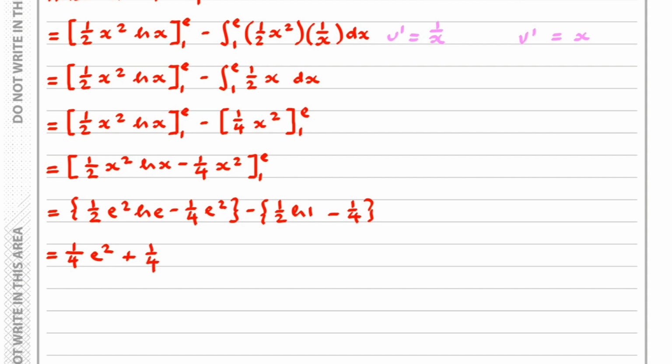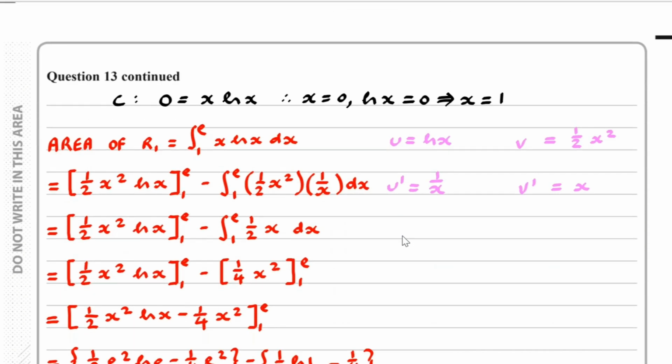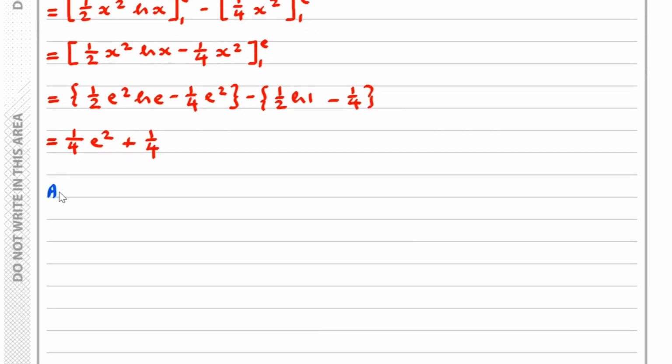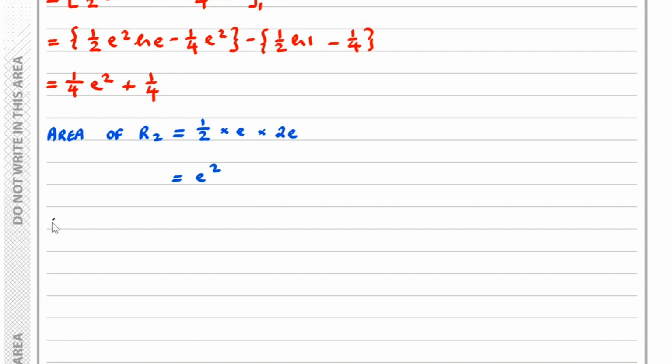Now the area of R2, hopefully you'd find we have a triangle from e to 3e, that's the base of 2e, and the height is e. So that means the area of R2, that's 1/2 times e times 2e, which is e squared.